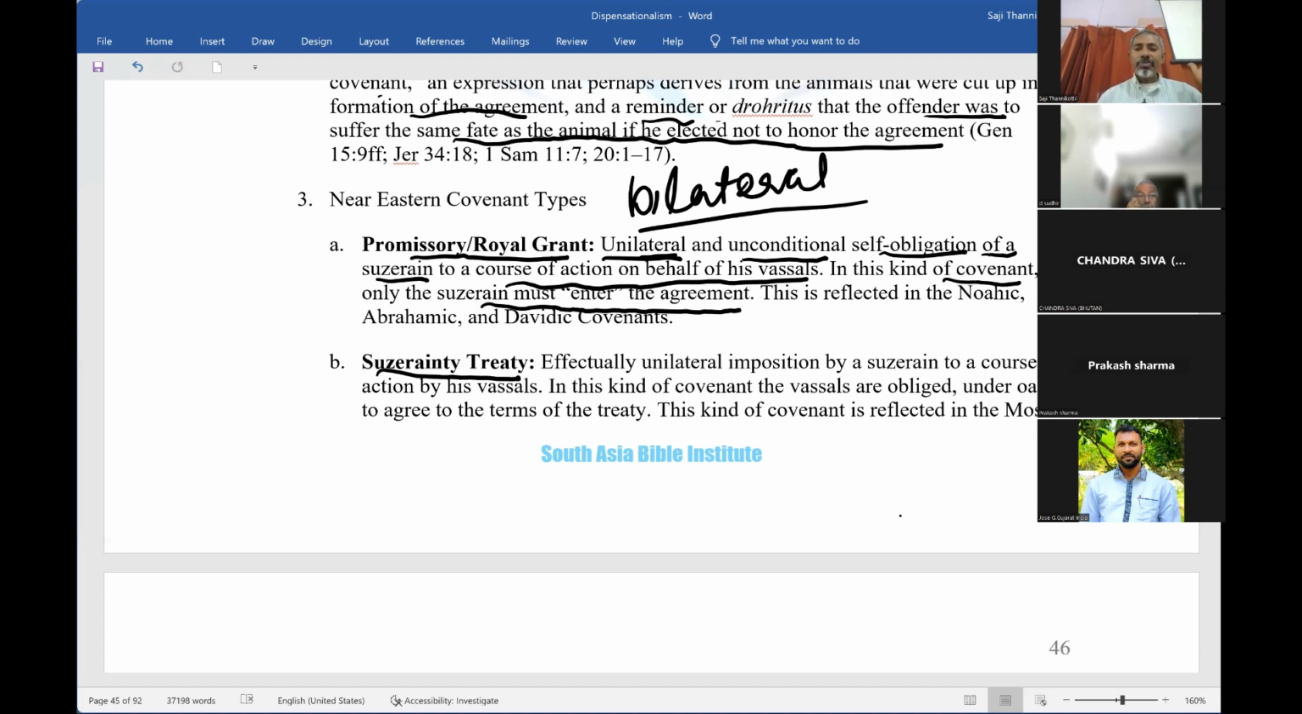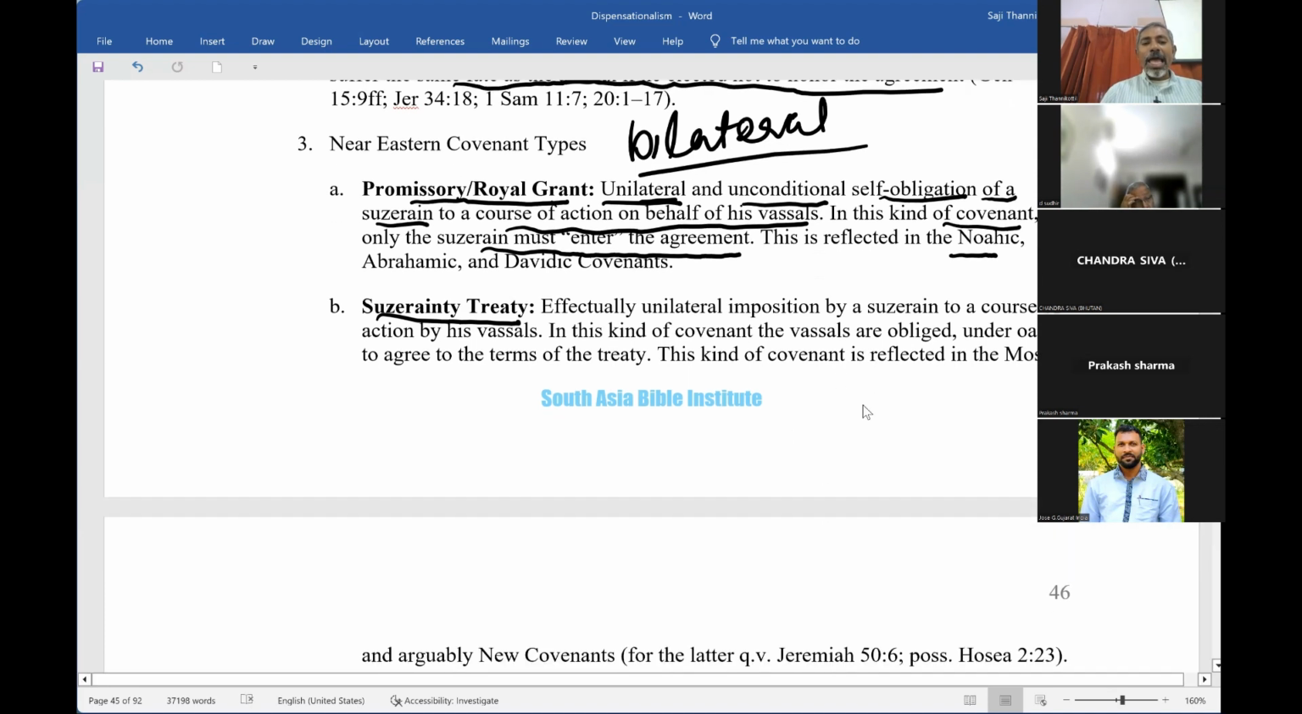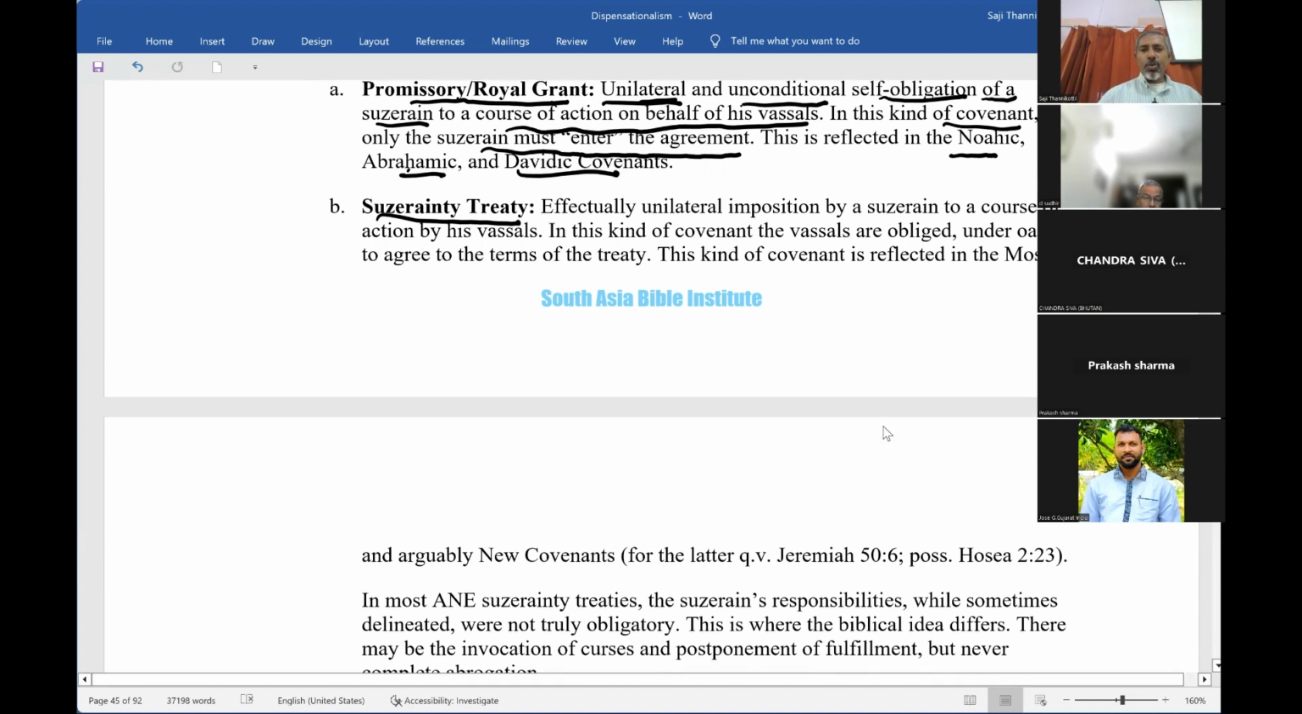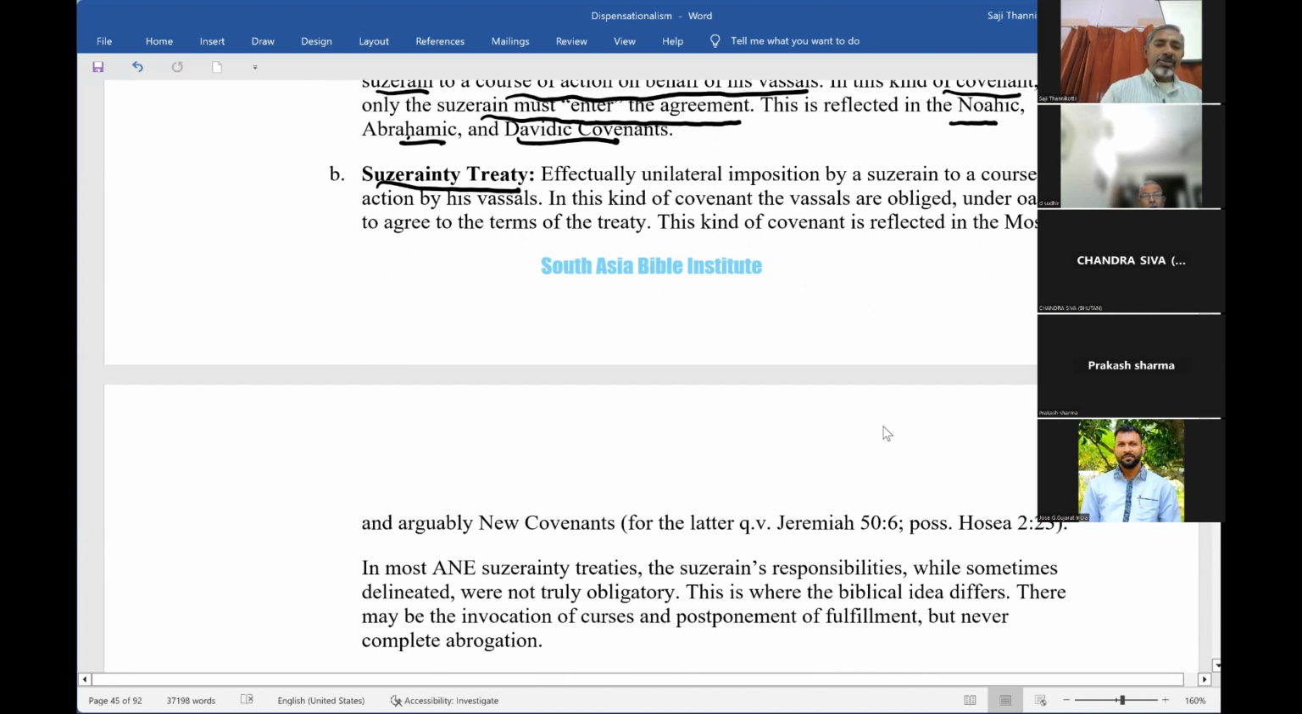The Noahic covenant, the Abrahamic covenant, and the Davidic covenant are examples of promissory royal grant covenants. So that's the first one. The second one is the suzerainty treaty. This is a unilateral imposition by a suzerain of a course of action on his vassals.